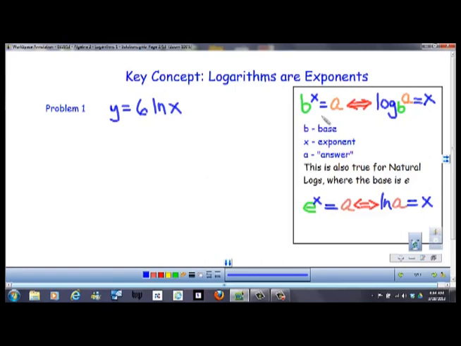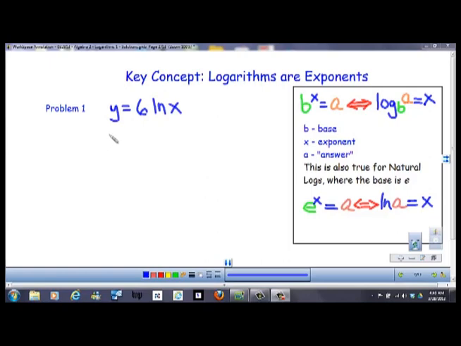Now here we have, on all the problems, the basic description of the inverses and the relationship between an exponent, b to the x is equal to a, and its inverse expressed as a log. Log base b of a is equal to x. X is the exponent, a is the answer, and b is the base. For natural logs, we just write ln to mean natural log, and that means base e. E to the x is equal to a is the same as the natural log of a is equal to x. Alright, so for problem number 1, y is equal to 6 times the natural log of x.